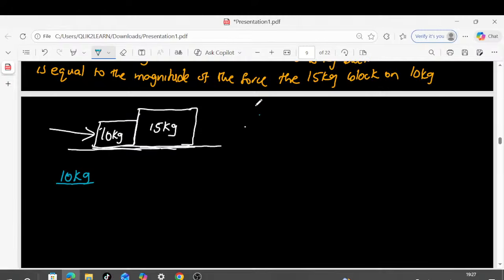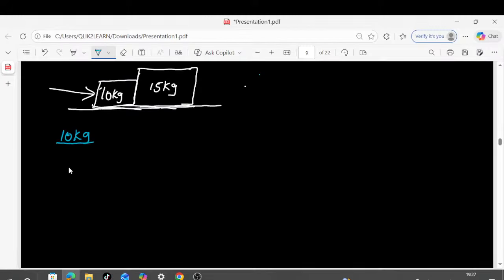So what I'm going to do is say that I will have F applied. Remember, this is my F applied, and it was given as 100 newtons. So the F applied will go in that direction. We are drawing a free body diagram for the 10 kg block. Then this block will move to the right. Where is the frictional force going? To the left. So this is my Fk, my frictional force.